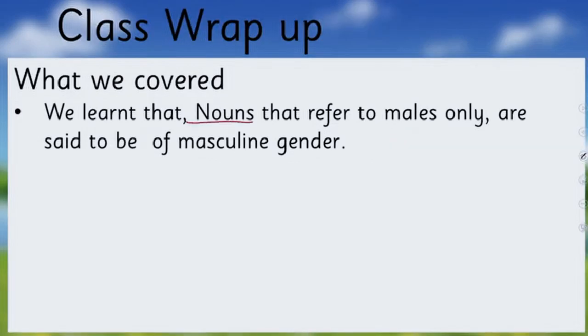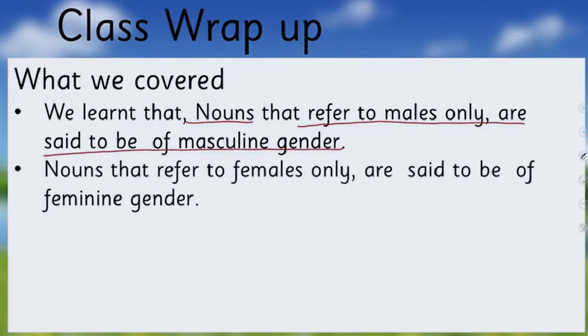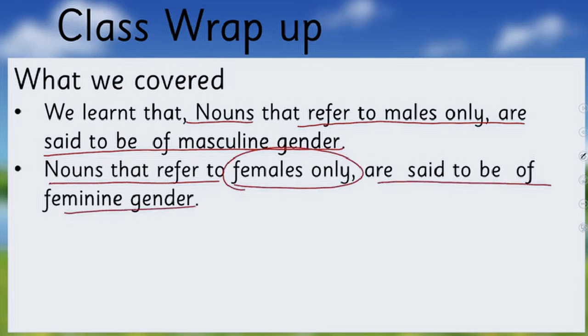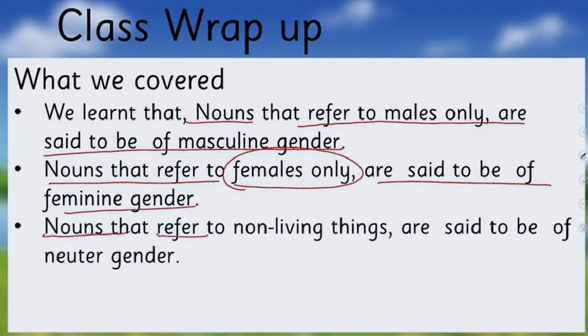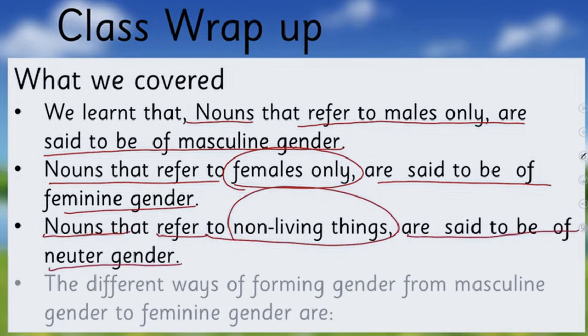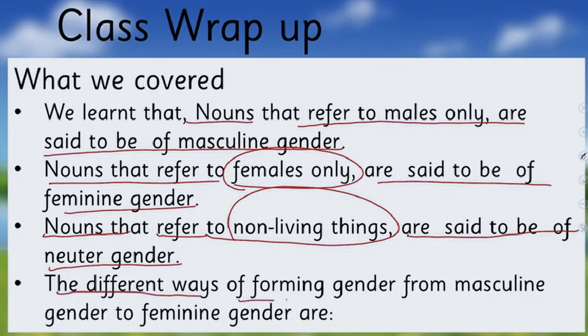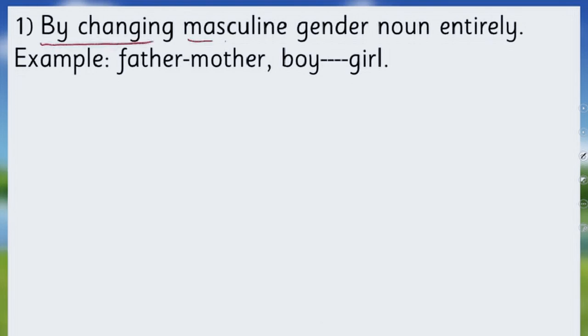So in this way, what we have learned today: nouns that refer to males only are said to be masculine gender. And nouns that refer to females only are said to be feminine gender. Nouns that refer to non-living things are said to be of neuter gender. The different ways of forming feminine gender from masculine gender are by changing the masculine gender noun entirely, its example is father and mother, boy and girl.